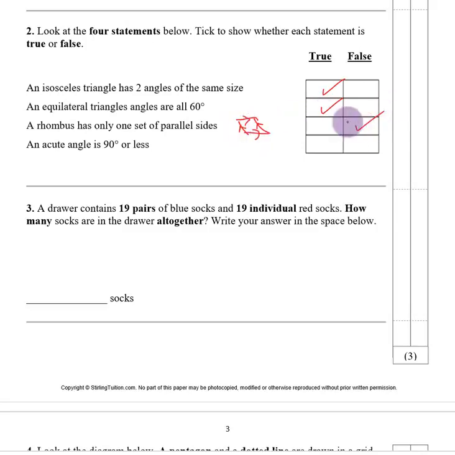So that is false. And then an acute angle is 90 degrees or less. Now this is a sneaky one on purpose because an acute angle cannot be 90 degrees because that's a right angle. Okay, so this one is in fact false because it's not 90 degrees or less. If it said here less than 90 degrees, it'd be true, but it says 90 degrees or less. So 90 degrees is a right angle, so that would be false.